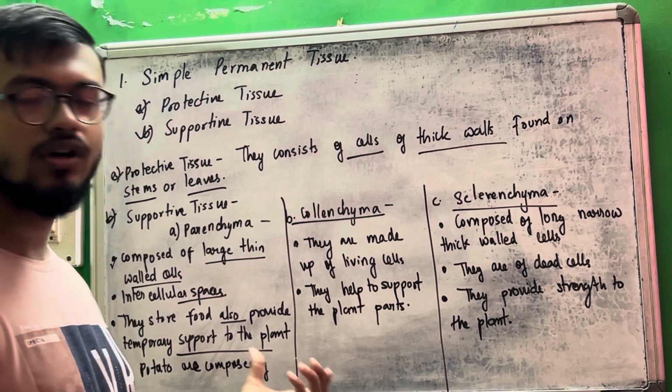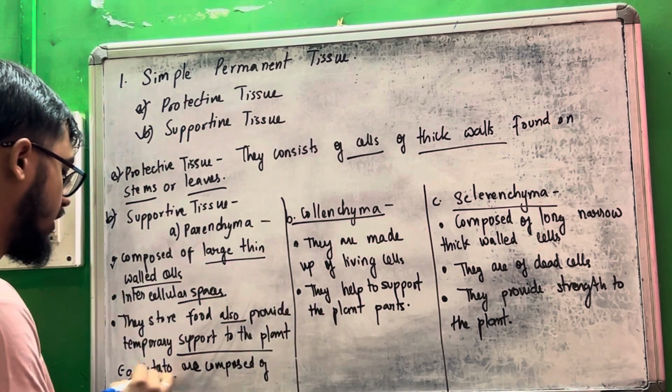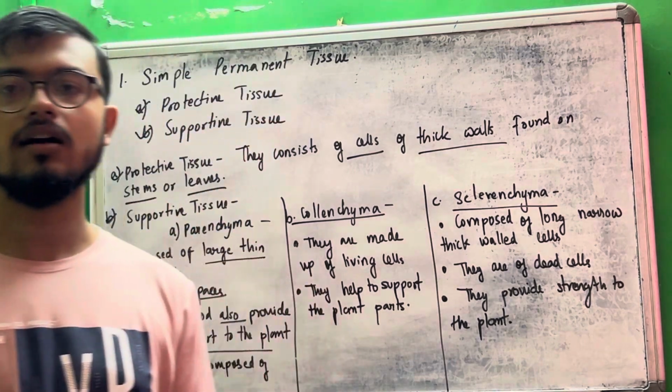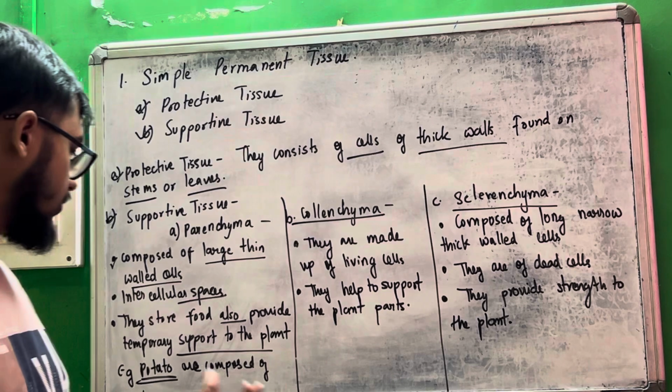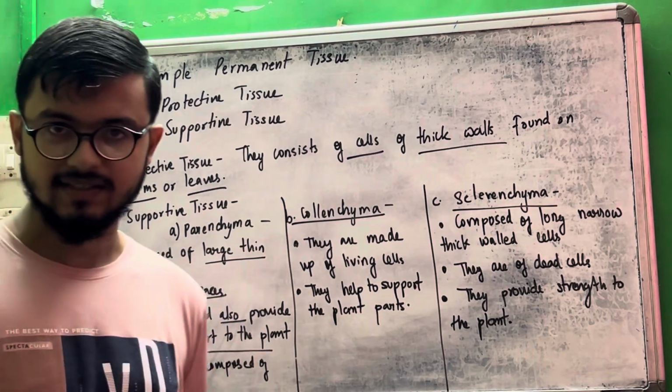This tissue provides support to the plant and also food. Example: the cells of potato. The cells of potato store food and also provide protection to the plant. Okay, so this is an example of parenchyma cells.